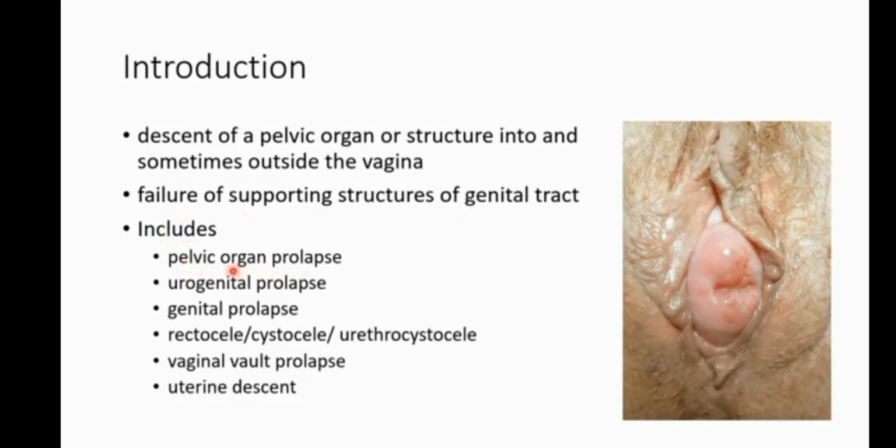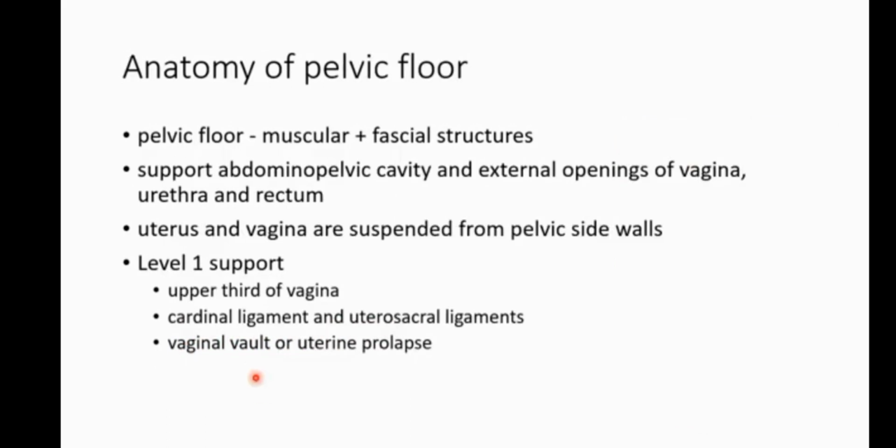So because of the failure of supporting structures, it may be pelvic organ prolapse. It can be urogenital, it can be genital, or if there's rectal prolapse and rectocele, bladder then cystocele, or if urethra then urethrocystocele, or there can be vaginal vault prolapse after hysterectomy, or there can be uterine descent.